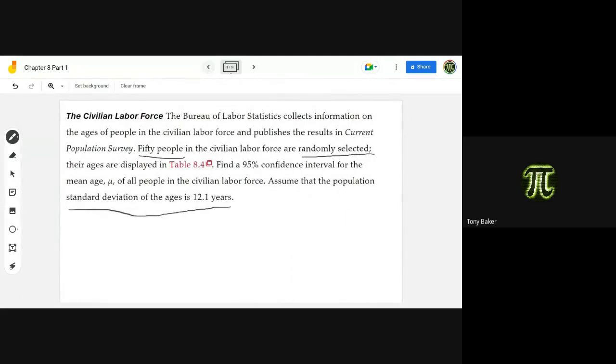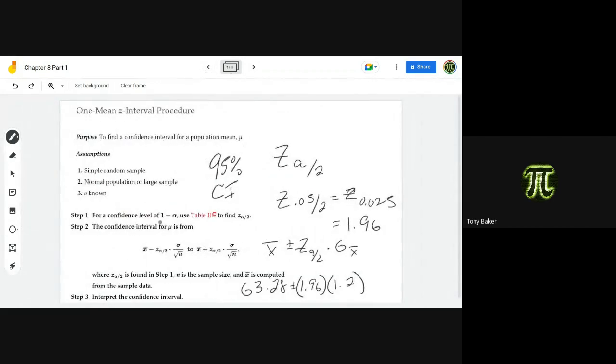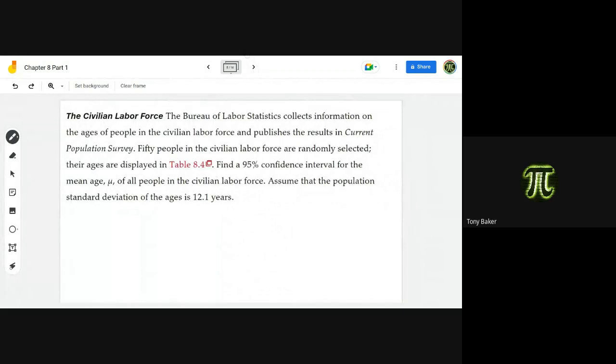Let's find our 95% confidence interval for this. So step 1, what's the first thing I need to do? I need my mean, right? And we need to find our z-score, but let's find our mean first. What was the mean for this one? The mean is 41.4 years old. So my mean is 41.4.